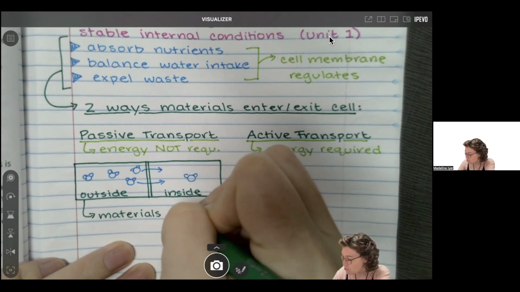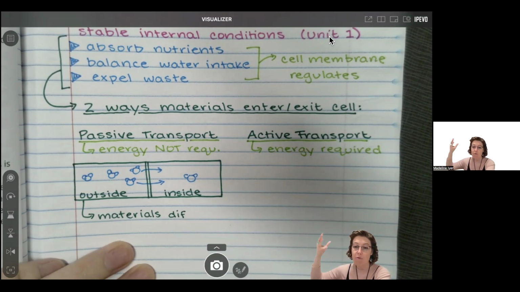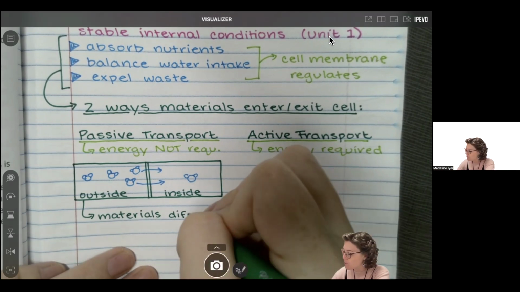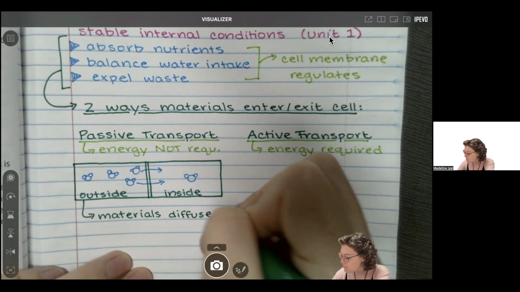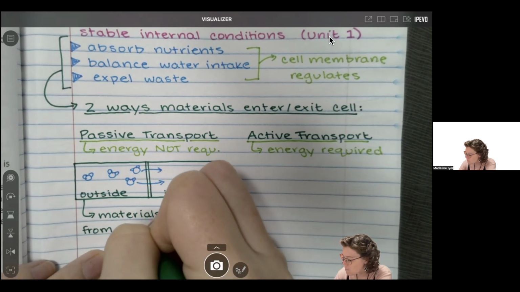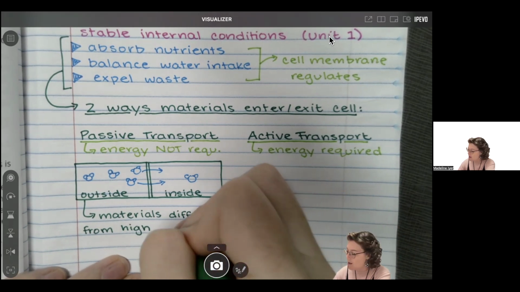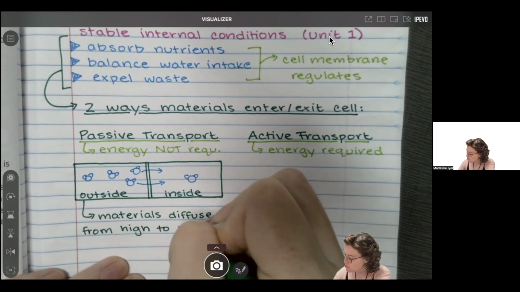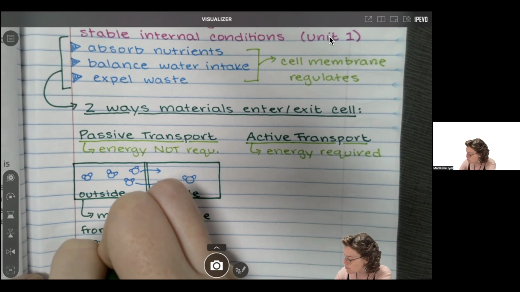The word for that movement, that natural movement from high to low concentration, is diffuse. Diffuse from high to low concentration.